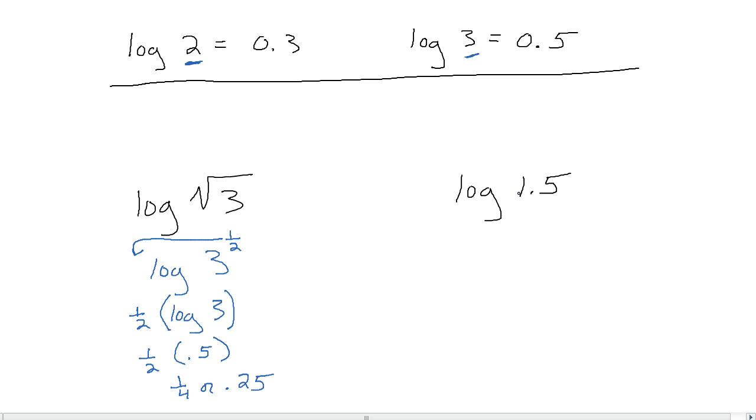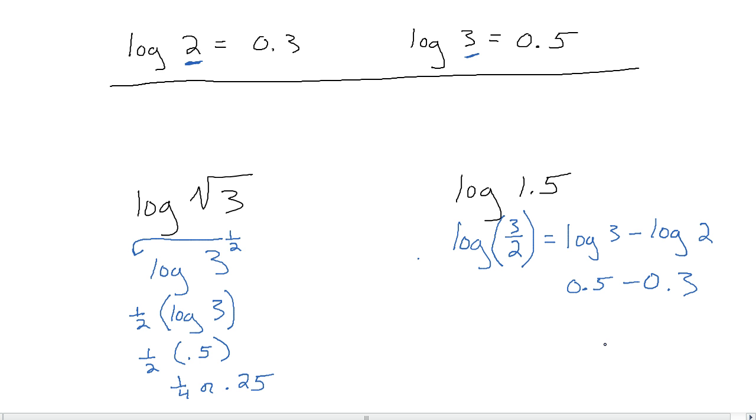Over here, the log of 1.5 doesn't seem to use a 2 or a 3 unless you look at it as being the log of 1.5, which is 3/2. Because if it's written as a fraction, then I can change it to the log of 3 minus the log of 2. I know the log of 3 is 0.5. The log of 2 is 0.3, so when I subtract them, I get 0.2 as my answer.